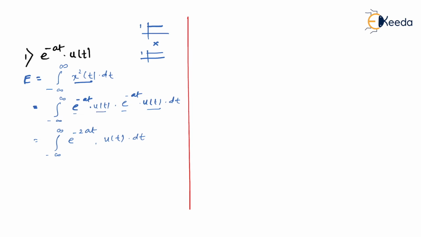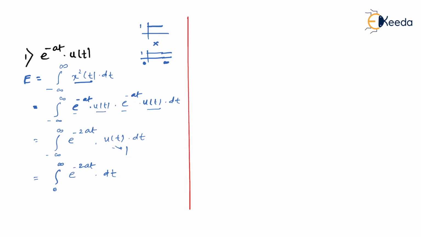Now, u of t exists from 0 to infinity only. So the u of t value is 1 only during 0 to infinity, else u of t is always 0. Therefore, it is going to change our limits of integration. Remember, u of t always changes limits of integration only. So I can now say 0 to infinity e to the power minus 2at. Now we know that from 0 to infinity, the value of u of t is always 1. So we need not mention u of t now, because its value is equal to 1. So I can write dt only.